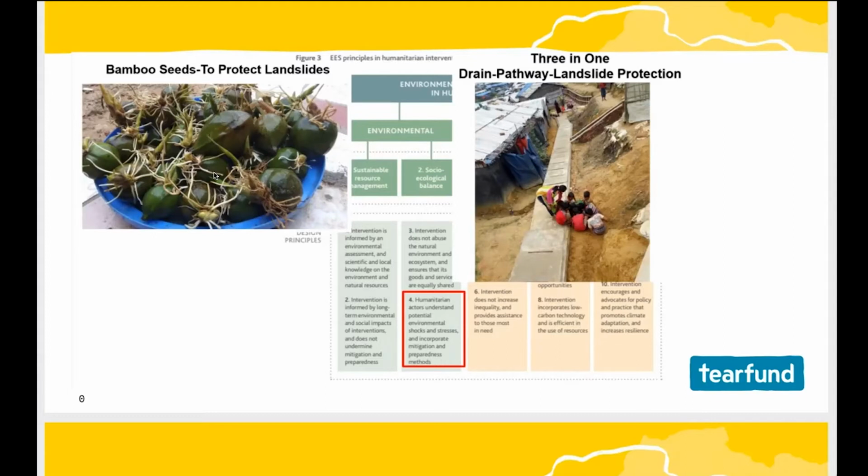This is also addressing principle number 4, that humanitarian actors understand potential environmental shocks and stress and incorporate mitigation and preparedness methods. So this is also included within our activities. Next slide.